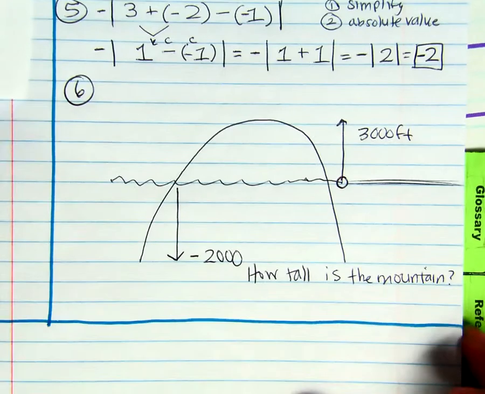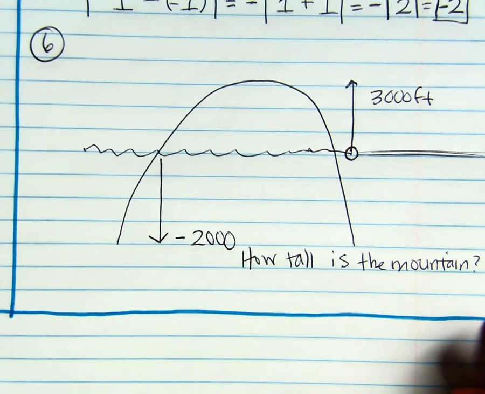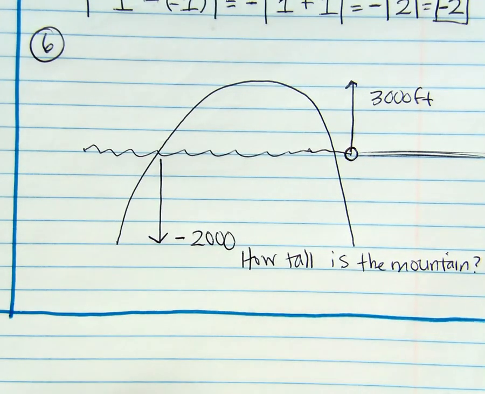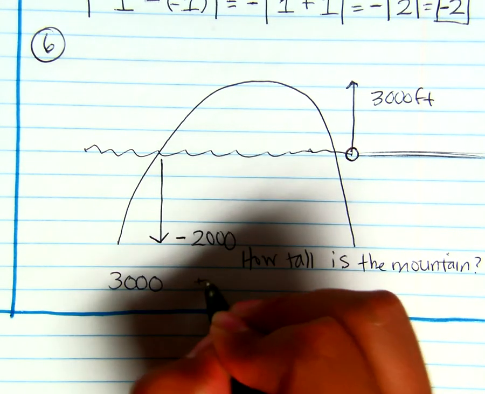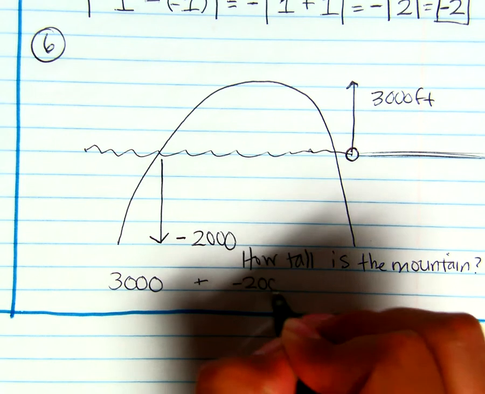So on your homework, you're going to have one just like this as well, okay? How tall is the mountain? So we're going to have to figure out what we have to add together, right? Who has an idea of what we could do? Let's see. Miguel? We can add them both together. So it would be 3,000 plus, but we have a negative 2,000.